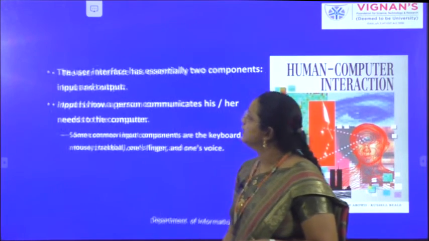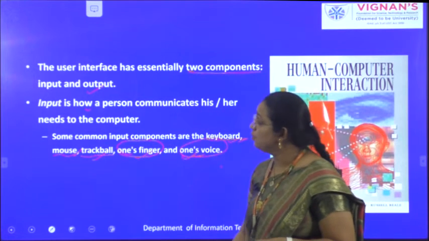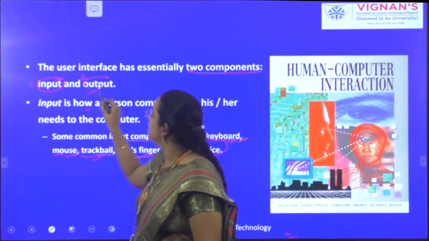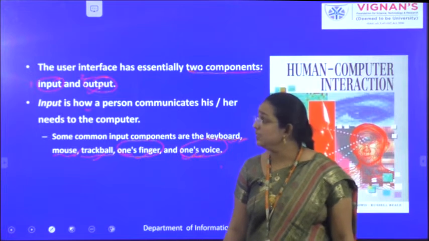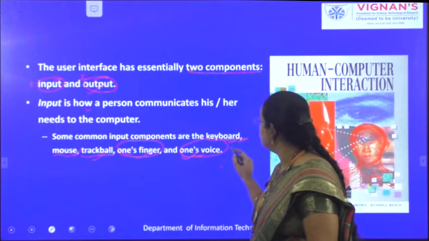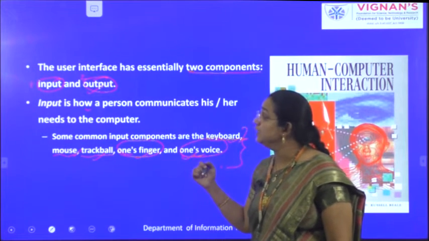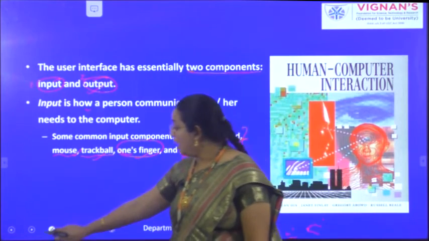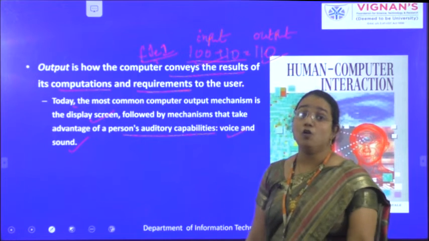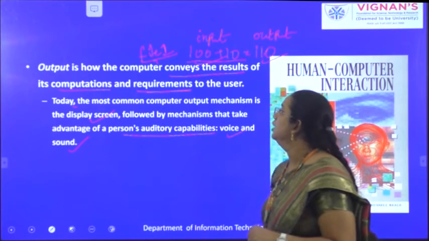We see the user interface has essentially two components. How many components? Two components. One is input and two is output. Input is how a person communicates to the computer, and what are the components which we are using for giving input to the computer? The second component is output. What do you mean by output? Output is how the computer conveys the results of computations and requirements to the user.